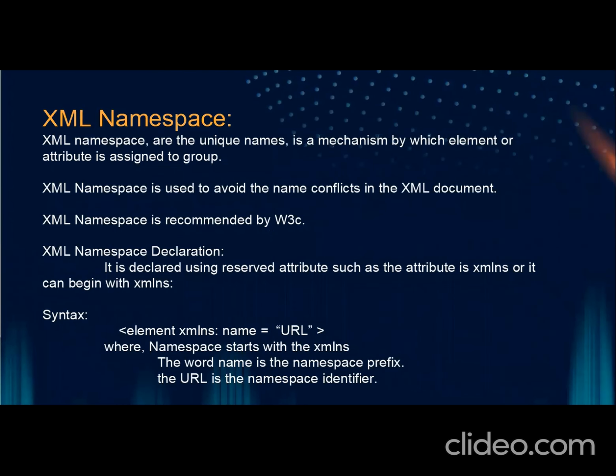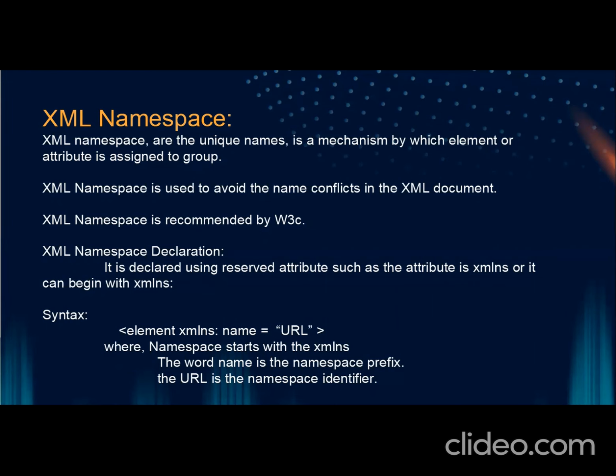Now coming to XML namespace. XML namespaces are unique names, and it is a mechanism by which elements or attributes are assigned to a group. XML namespace is recommended by the W3C, which stands for World Wide Web Consortium, an international organization which works on developing web standards.